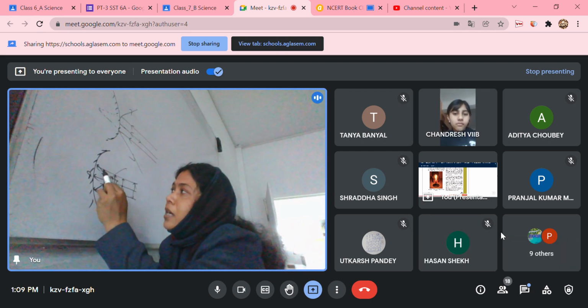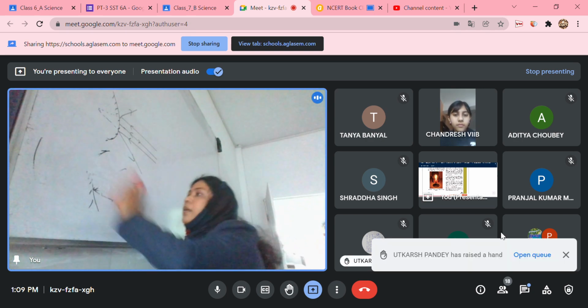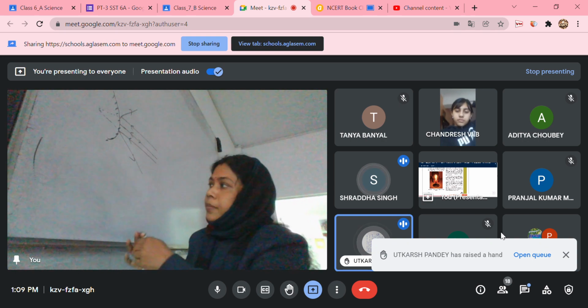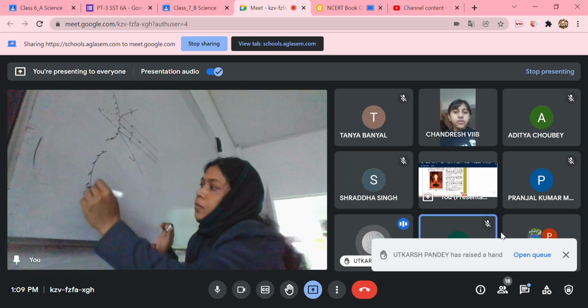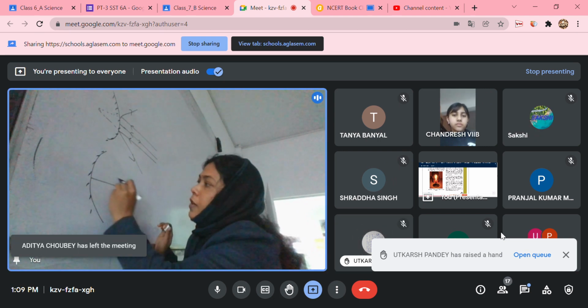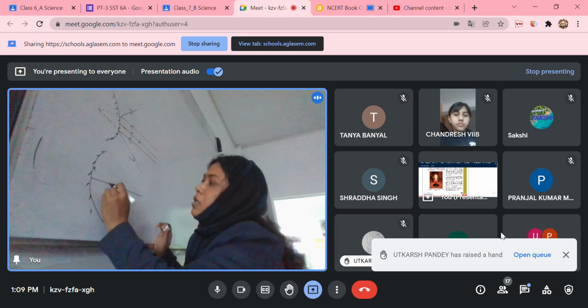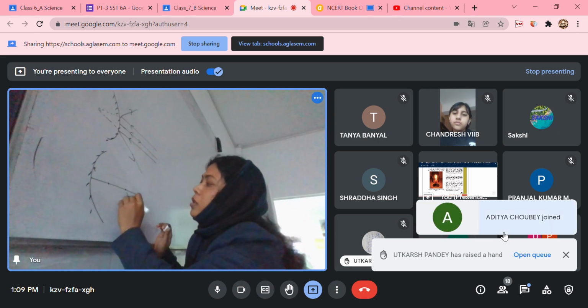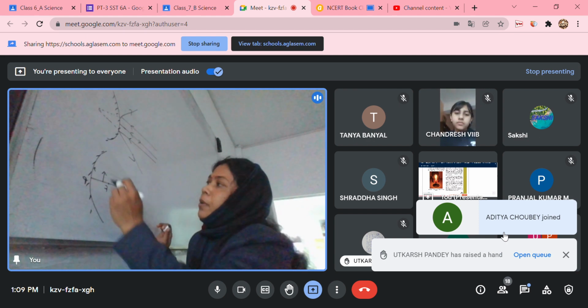And the last case that we are going to read now: if we keep the object very near, right in front, what will happen? Ma'am, the image will be formed behind the mirror, and it will be virtual. So the rays of light... this is the focus, center of curvature, and pole. If we keep the object over here, what will happen?